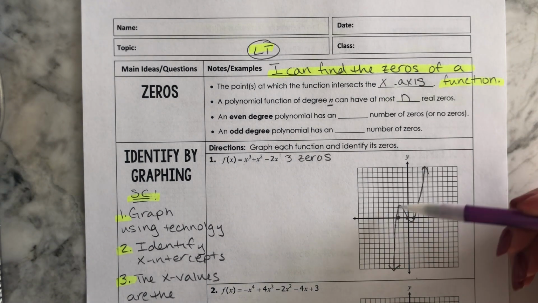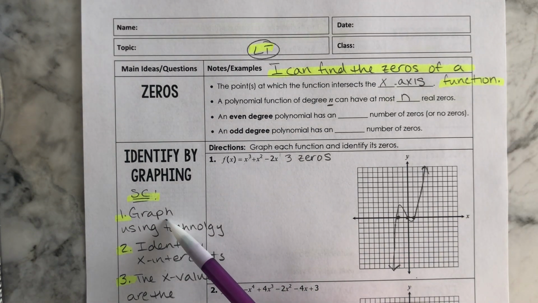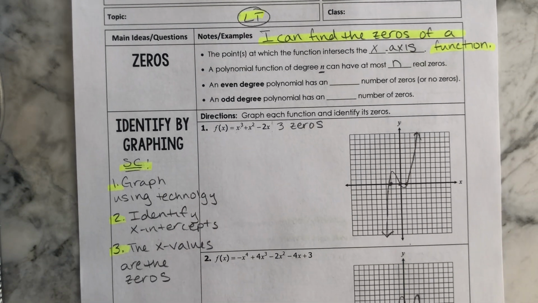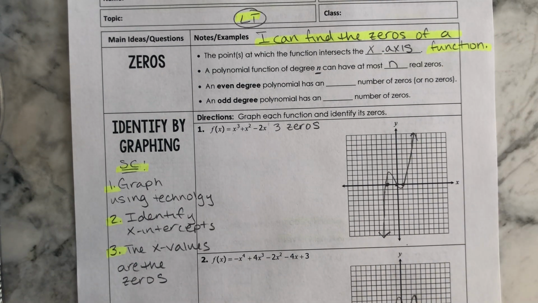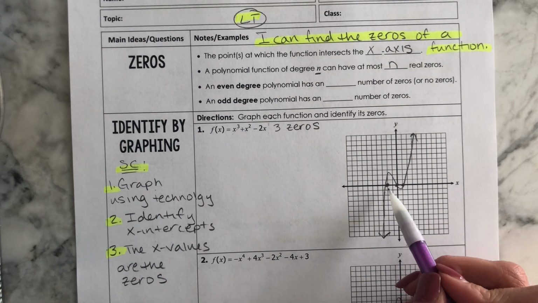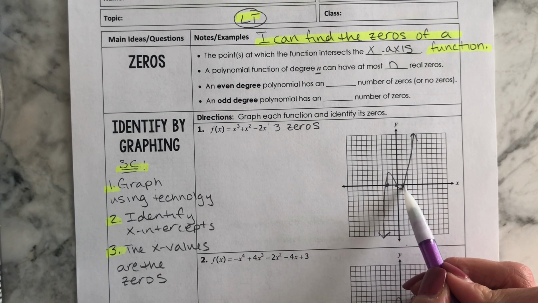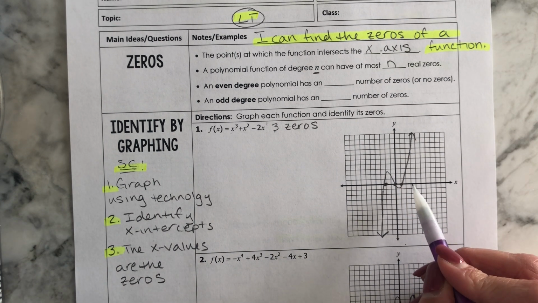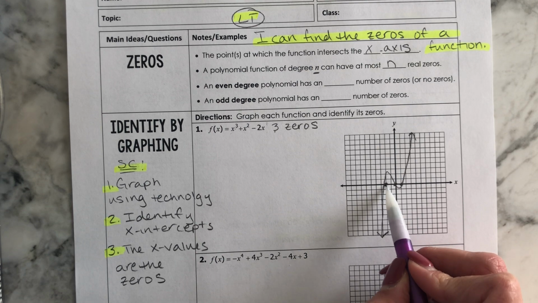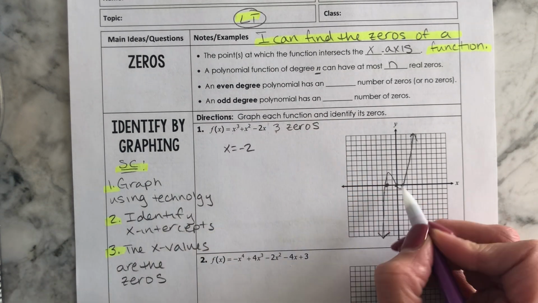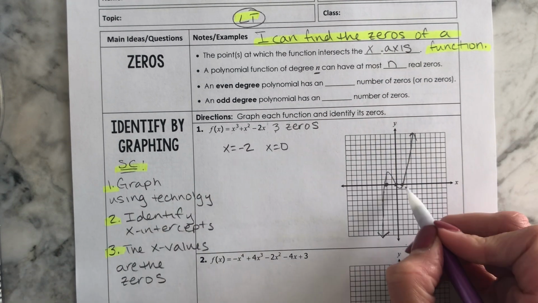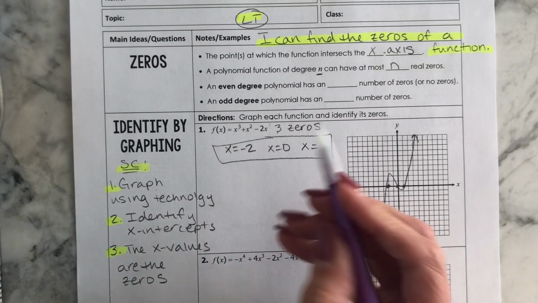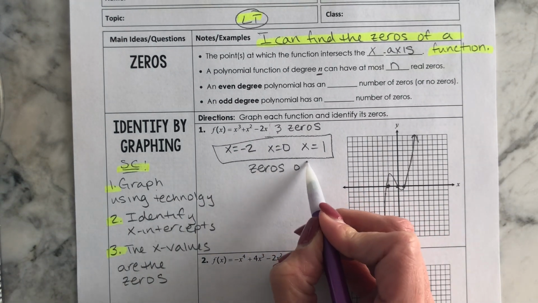And I have it graphed for you already, but you could plug this into your Desmos or your graphing calculator and you would see a graph that looks roughly like this. And then to find the zeros by just looking at the graph, you would look for those x-intercepts. So I have 1, 2, 3 x-intercepts, which makes sense because it could have at most 3 zeros. And I'll take note of those. So right here, x is equal to -2. And then right here, x is equal to 0. And here, x is equal to 1. So those are my zeros. The zeros of the function.